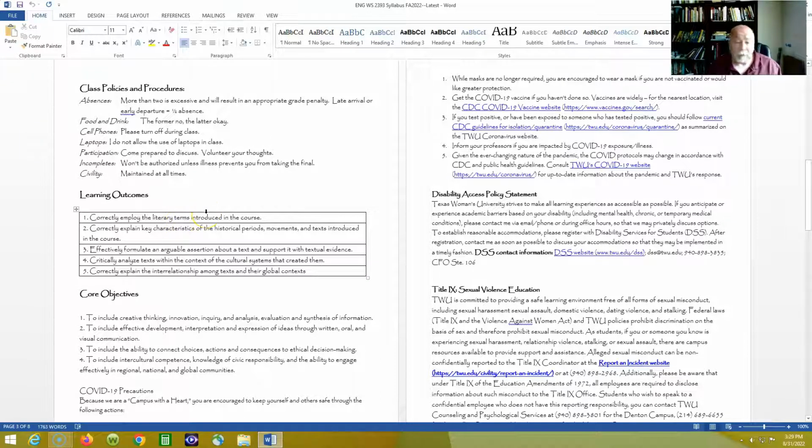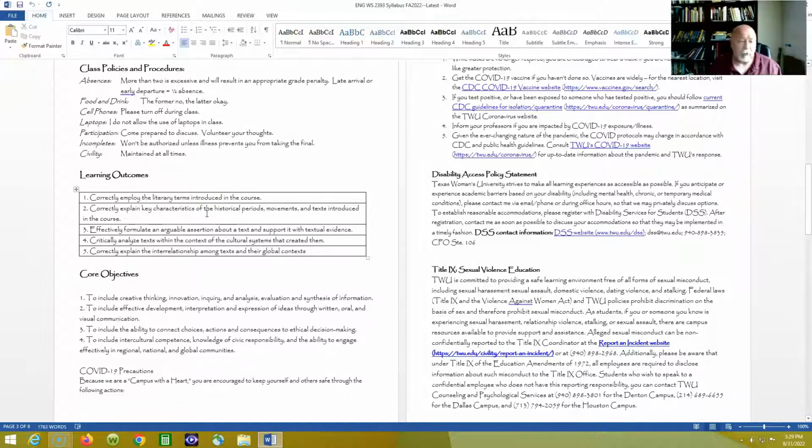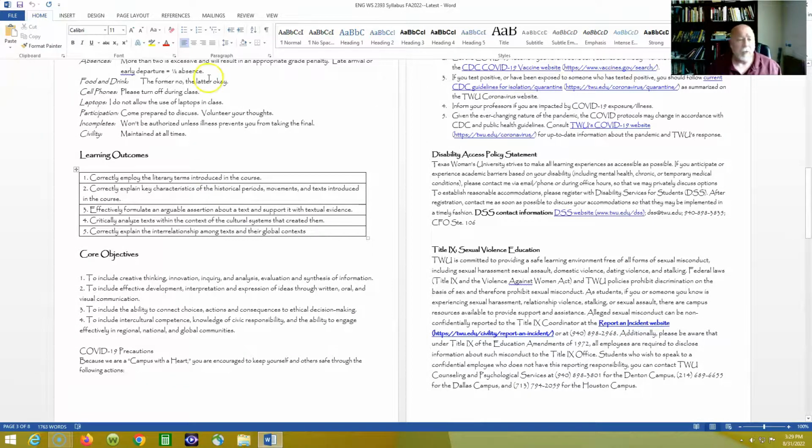The rest of the stuff on the syllabus is crap politicians make us put in there. Look at this garbage. I shouldn't say garbage, should I? Well, some of it is. Learning outcomes. Like you care about the learning outcomes. This is politicians in Austin who say these communist professors up there, we can't trust them. What are they doing? Explain what you're doing. So we do. And I do it. Okay. I'm not a communist.